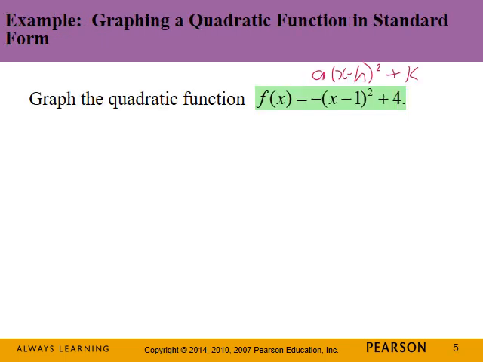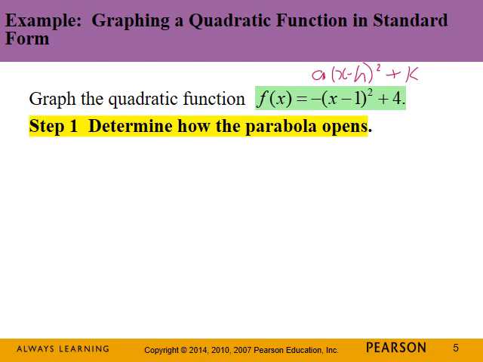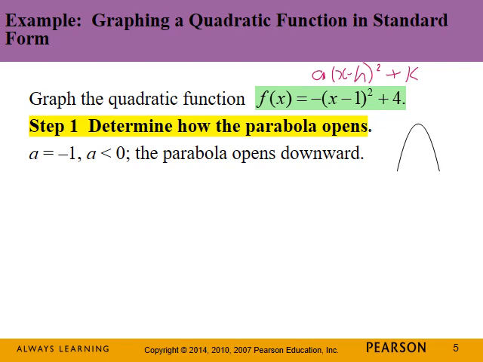Let's look at the example of graphing a quadratic function in standard form. Graph the function f of x equals negative of the quantity x minus 1 squared plus 4. Notice that above the function I wrote the standard form in general with the variables above the terms so that you can easily see which term represents which variable. All right? So the first step is to decide whether it opens up or down. So let's take a look at the a. The a is a negative 1, so negative means that it opens down.